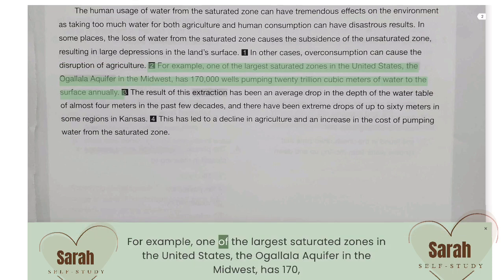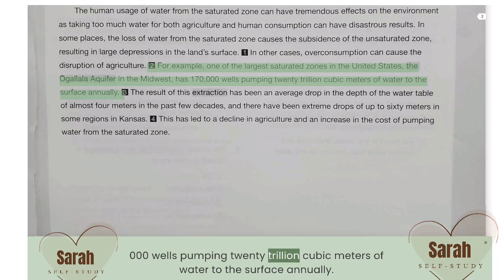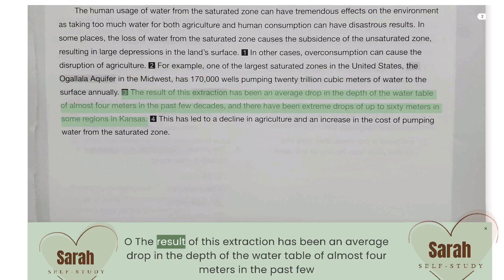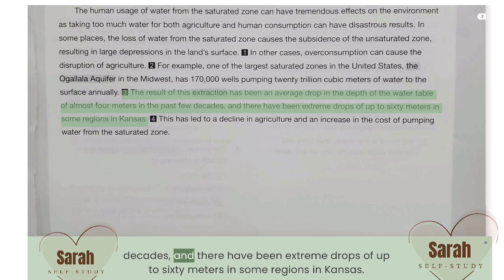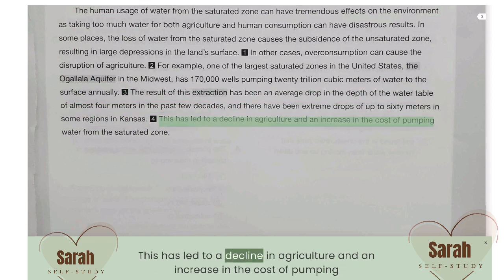For example, one of the largest saturated zones in the United States, the Ogallala Aquifer in the Midwest, has 170,000 wells pumping 20 trillion cubic meters of water to the surface annually. The result of this extraction has been an average drop in the depth of the water table of almost 4 meters in the past few decades, and there have been extreme drops of up to 60 meters in some regions in Kansas. This has led to a decline in agriculture and an increase in the cost of pumping.